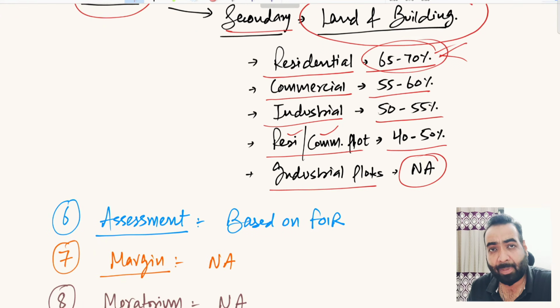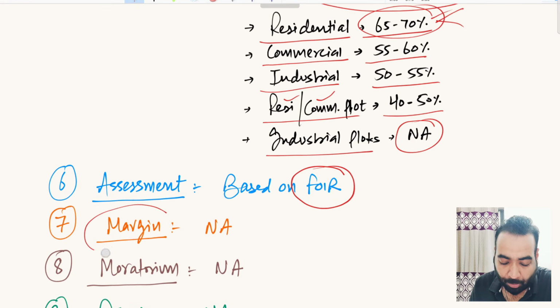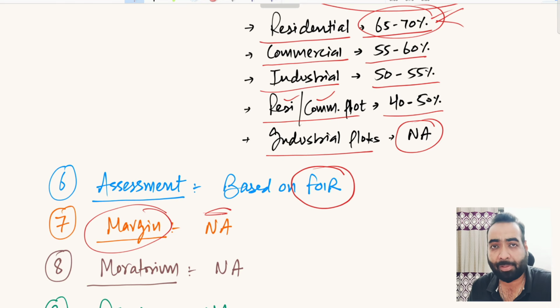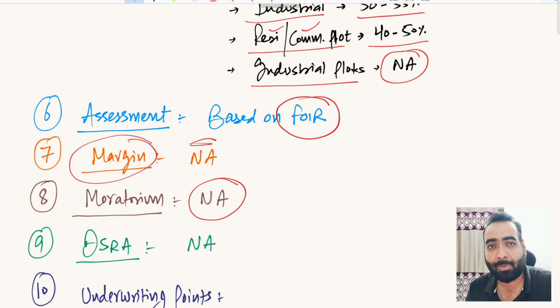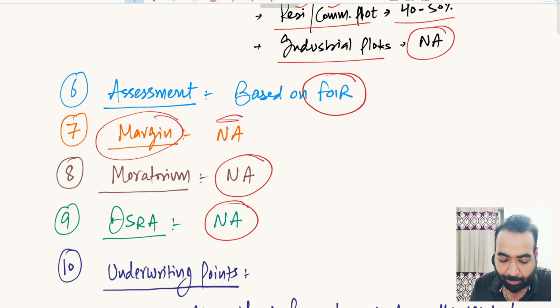This product is given by the LAP department, not by the working capital department. The assessment is based on FOIR, fixed obligation to income ratio. I have already cleared the concept in my previous videos. There is no concept of promoter margins in this product. This is not like a machinery term loan or building term loan. This is a general purpose term loan, so no concept of 25% promoter margin here. No concept of moratorium as well. Like a general purpose loan such as WCTL, you cannot get any moratorium in the LAP product. Moratorium means you don't get any relaxation for 6 months or 12 months on paying off the interest or the principal amount.